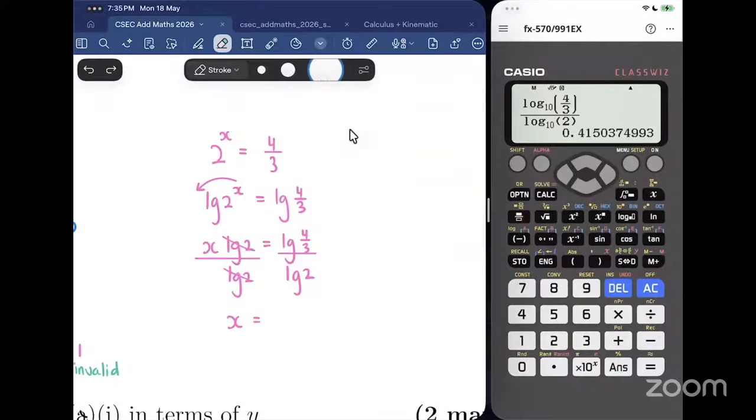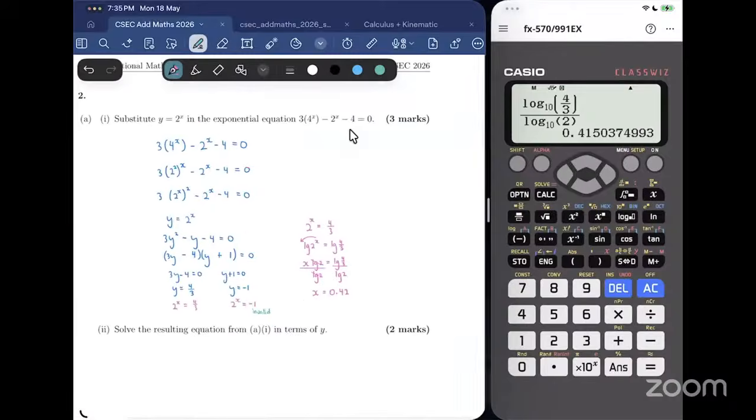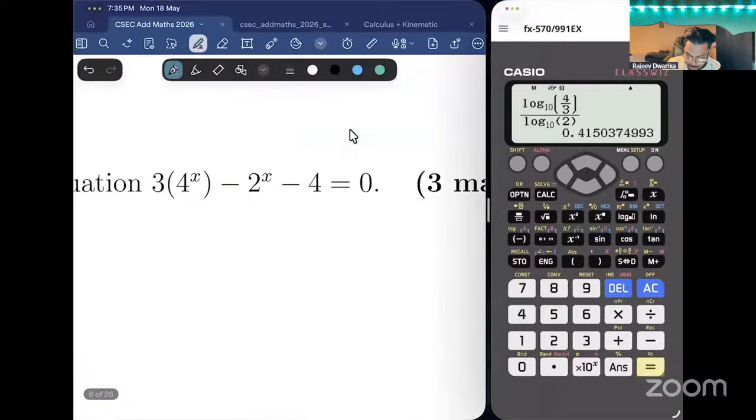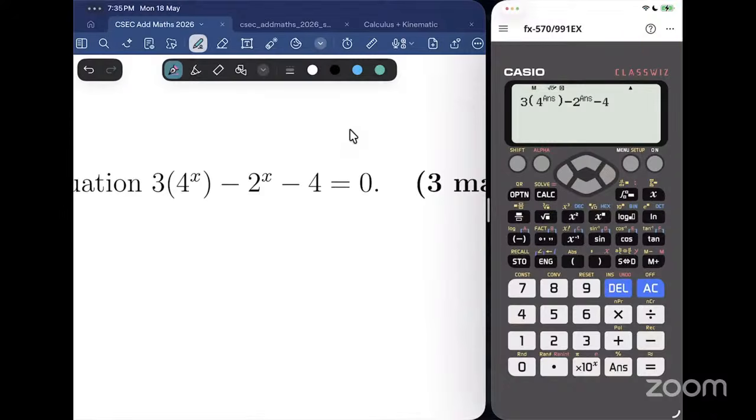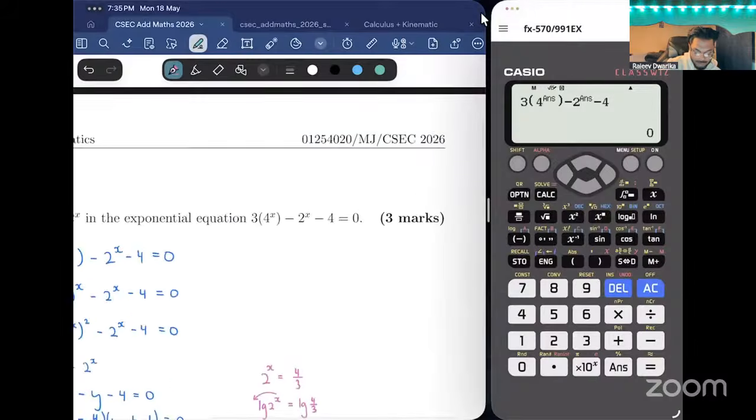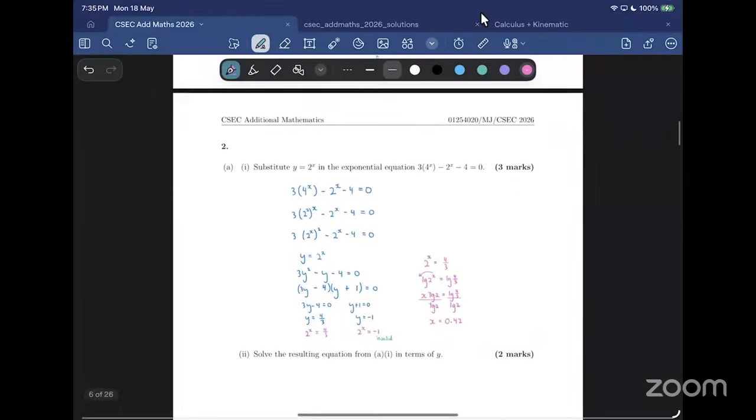I find the first two questions were the hardest. If you want to check whether your answer is correct, it's supposed to satisfy this equation. So let's quickly see: 3 by 4 to the answer we just found, minus 2 to the answer we just found, minus 4, and that's supposed to get me what? 0. Yes, look, we're getting 0, so we are correct.